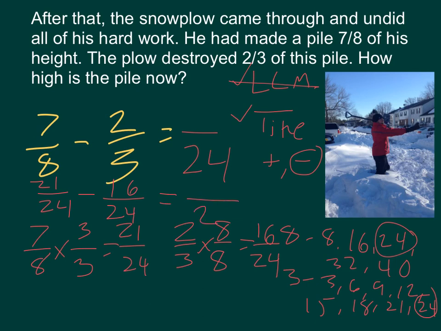Never do anything to the denominators, so that stays the same. 21 minus 16, I know that that would be 5. So all I do is I take this 5 up here. So I had to make my like denominators, and then I just added and subtracted. 5/24 is my final answer.